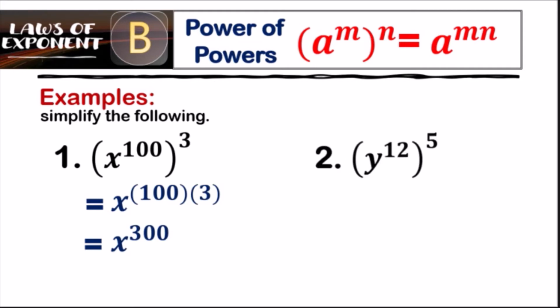What about our next example? The quantity y raised to 12, raised to 5. Again, you simply apply the law, which is copy the base and multiply the exponent. That is y raised to 12 times 5. Simplify it further, we have 12 times 5 is 60 and copy the base y. Therefore, the quantity y raised to 12, raised to 5, is equal to y raised to 60.